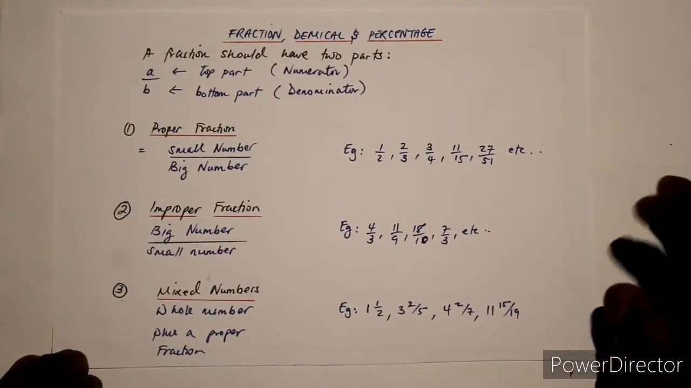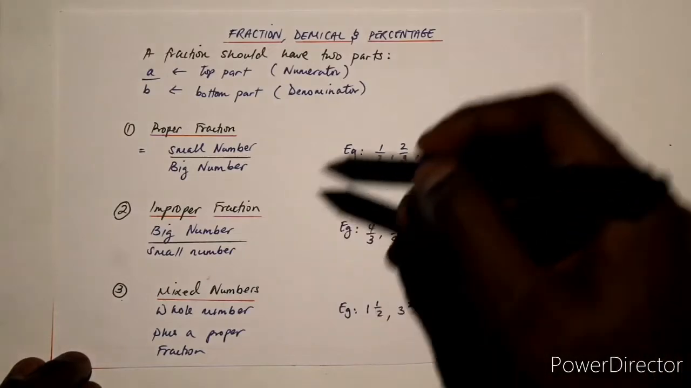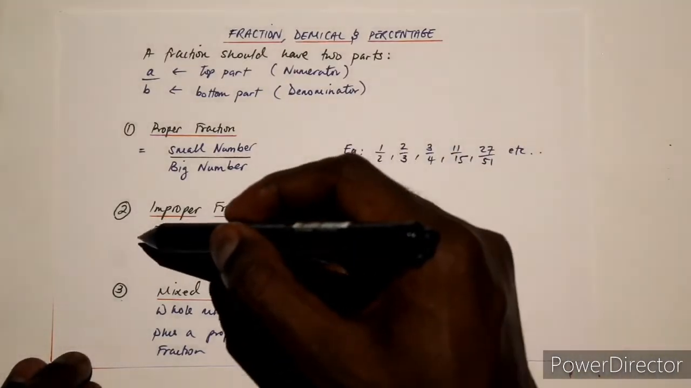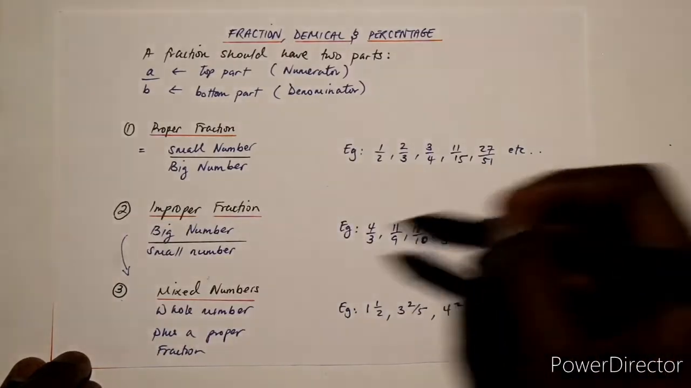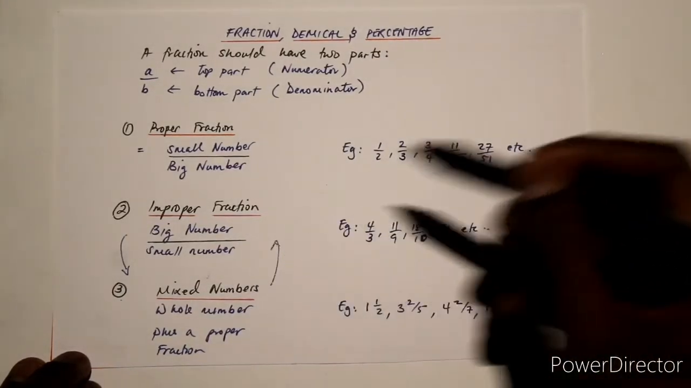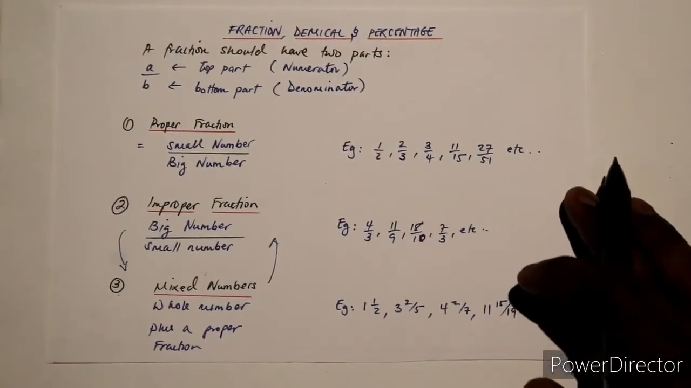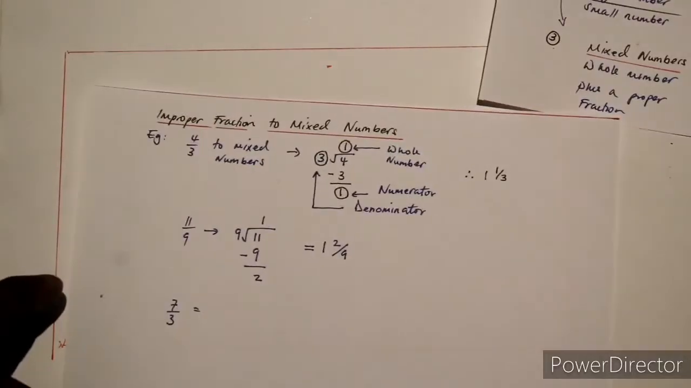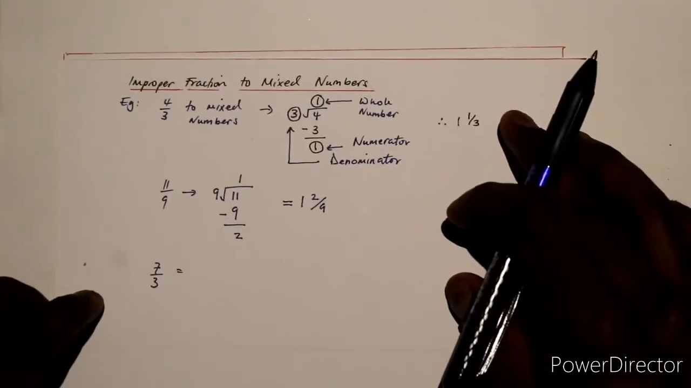The very important thing you should know is the conversion of these two. You will be able to convert improper fractions to mixed numbers and mixed numbers to improper fractions. So we will learn the conversion. Now let's look at how we can convert improper fractions to mixed numbers.